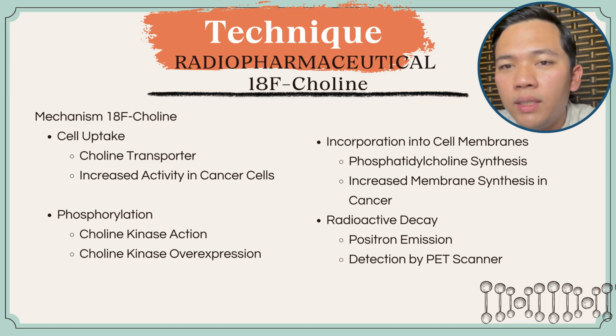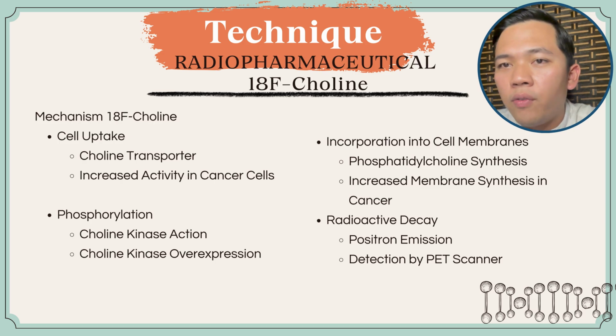The mechanism of incorporation into cell membranes. Phosphorylcholine is further processed and incorporated into phosphatidylcholine, which is then used to form and repair cell membranes. Cancer cells, which are rapidly dividing and invasive, require more phosphatidylcholine, leading to higher incorporation and retention of 18F choline in these cells.